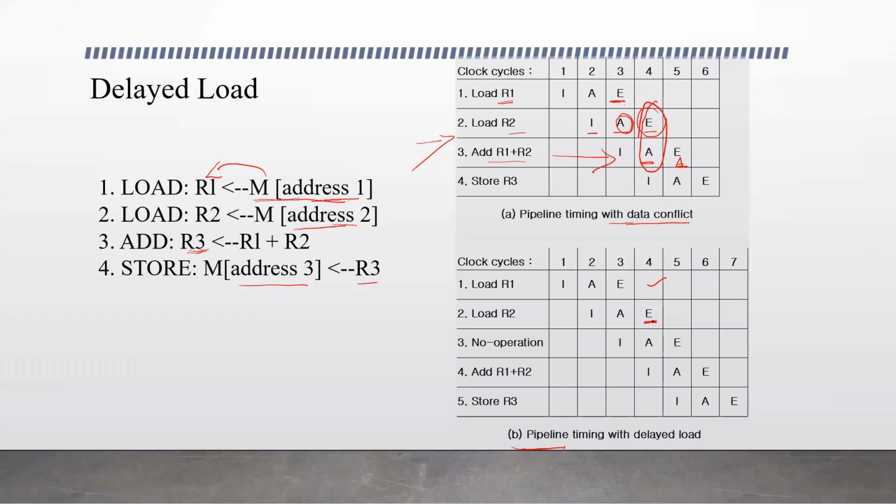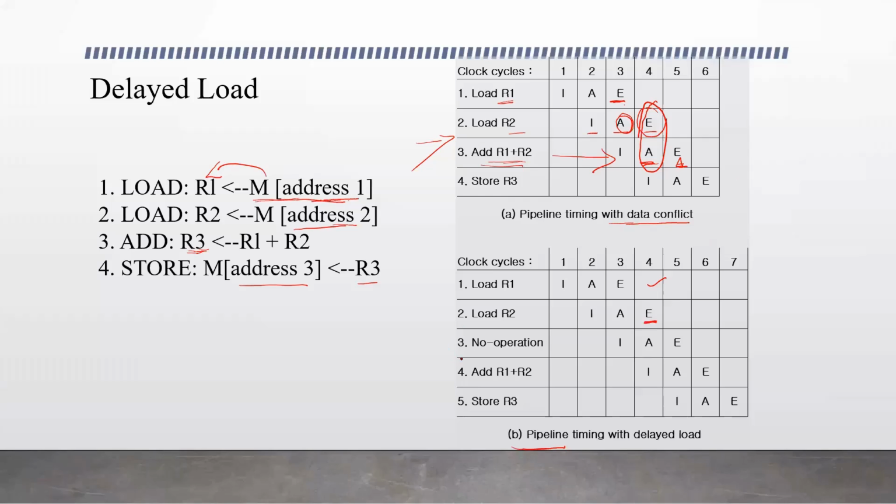Correct? Execution of the second instruction is done at clock cycle 4. At the same time, as we have seen in the previous case, the third instruction requires the value of R2, which is not available. So the ALU operation needs to be delayed. The execution of instruction 3 needs to be delayed by 1 clock cycle.